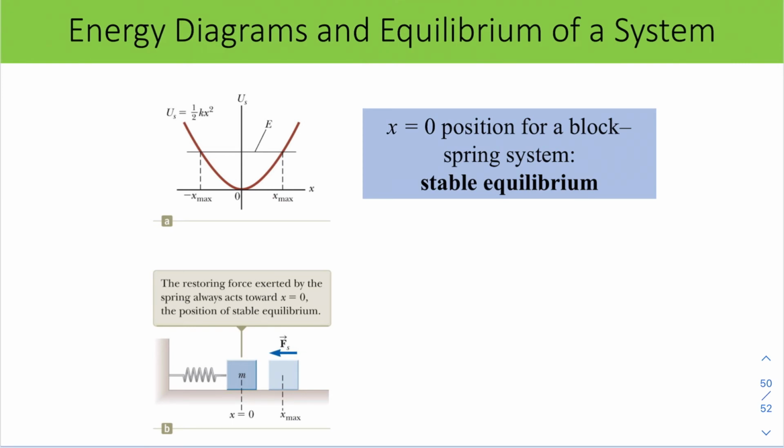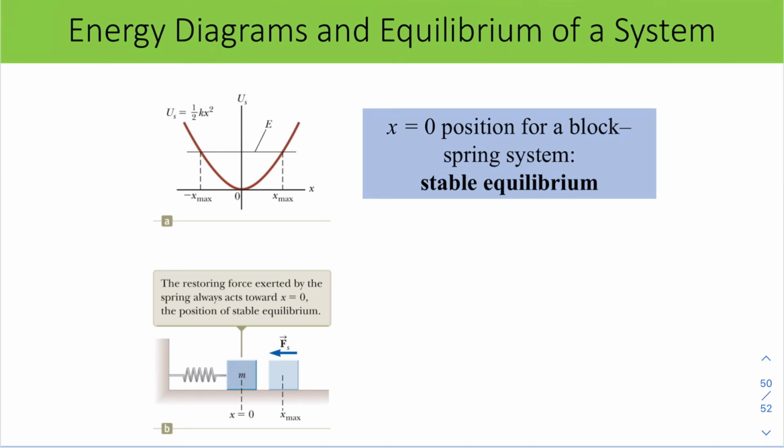Energy diagrams and equilibrium of a system. The motion of a system can often be understood qualitatively through a graph of its potential energy versus the position of a member of the system. Consider the potential energy function for a block-spring system, given as U equals half kx squared. This function is plotted versus x in this figure, where x is the position of the block.